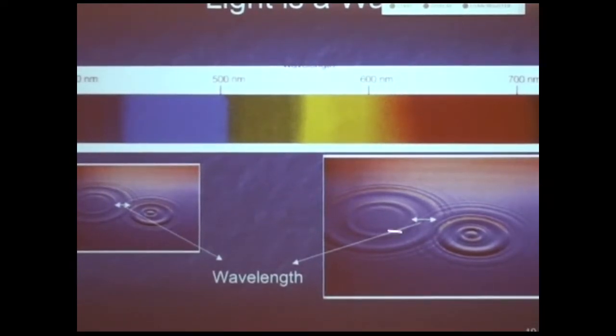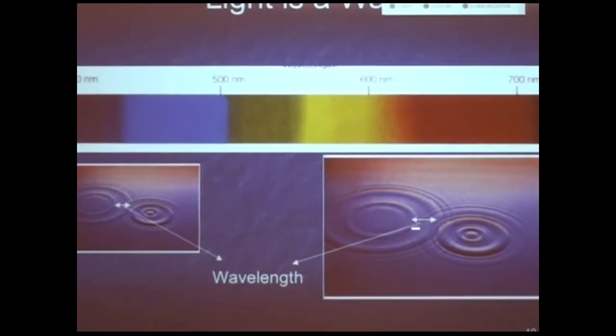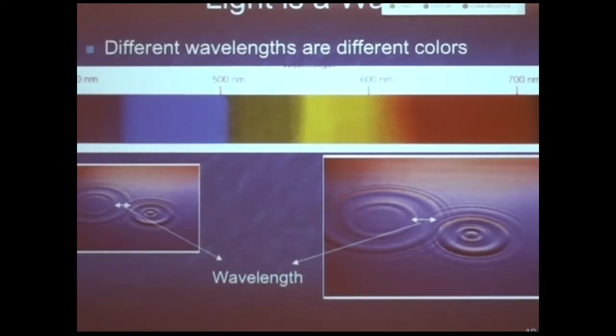So here you have water waves. And when you have a water wave, you have a wavelength. Wavelength is the distance between two valleys or two crests. Well, light is essentially a wave. But the wave is not waving in water. A wave is waving in vacuum.